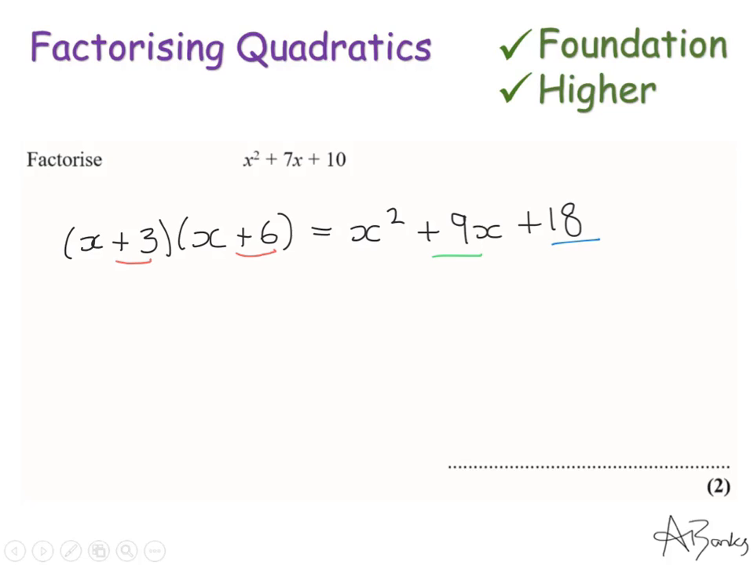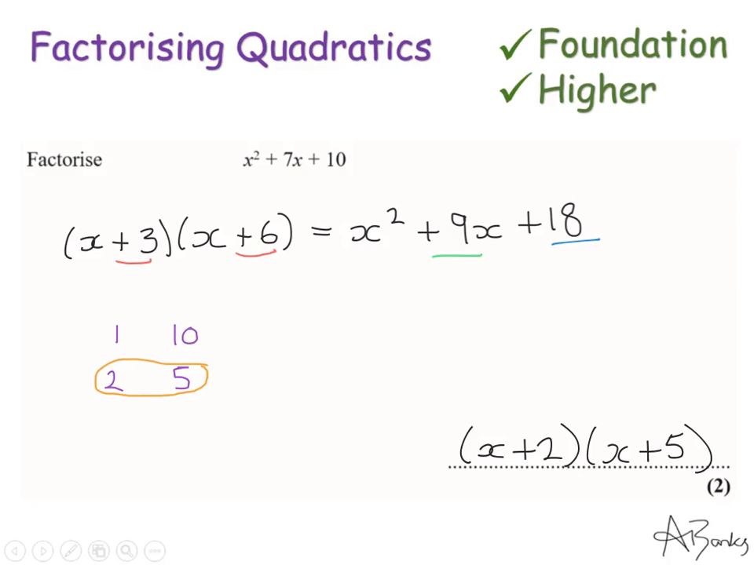It might be obvious what these are, but I'm going to show you a way of doing it so we get it every time. I'm going to start by listing all the pairs of numbers that multiply to give 10. So I have 1 and 10, or 2 and 5. Then I'm looking for which one of these pairs will add to give 7. Well, it's the 2 and the 5. So these must be the two numbers in my double brackets. My answer is x add 2 and x add 5, and that's my factorising done.